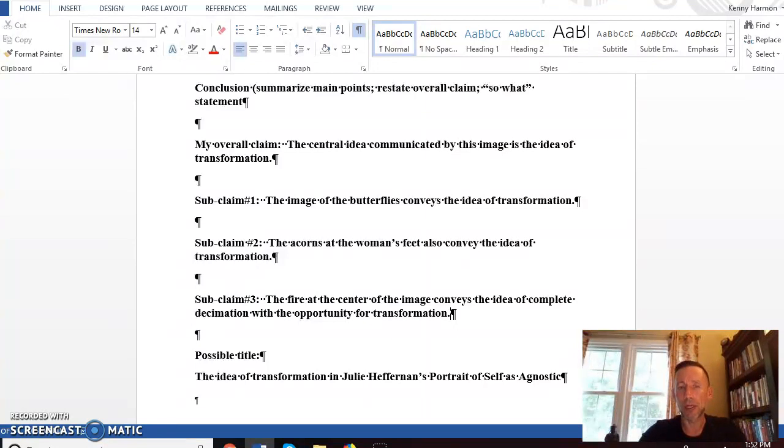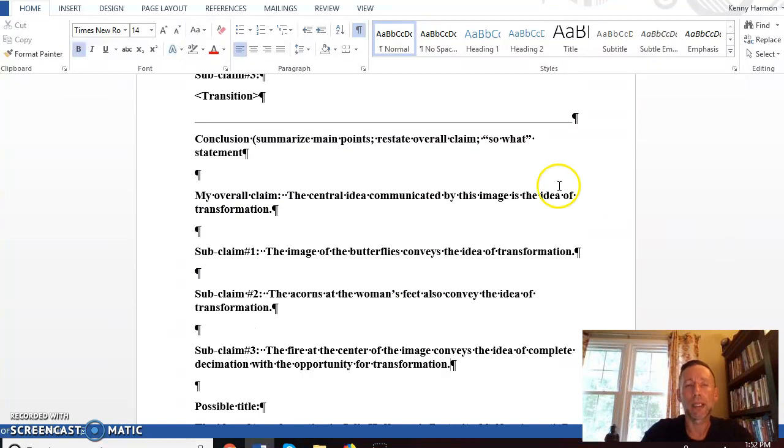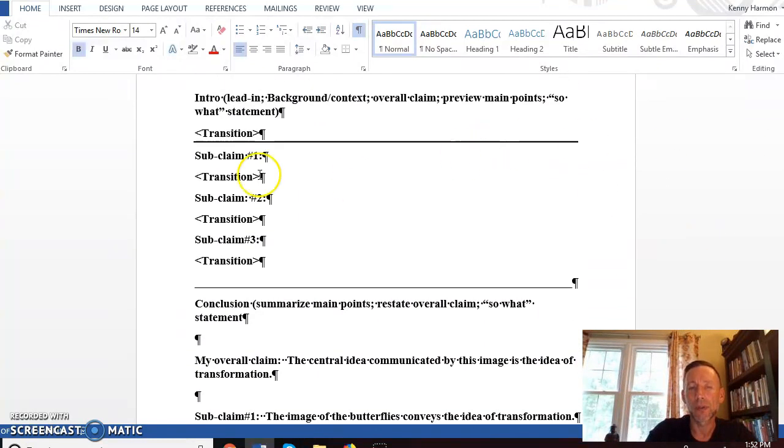Then you can go back and write your conclusion. And remember, in a conclusion, you're basically summarizing all the main points. All the main points are the subclaims that you made in the body of your paper. You're restating your overall claim, but of course, you're using different language than you did in the intro. You also have one last opportunity to make all of this argument relevant to your reader in some way. So what you have to do is sort of argue to them why this idea of transformation is important, not only in this painting, but in all of our lives in some way, particularly your audience's life.